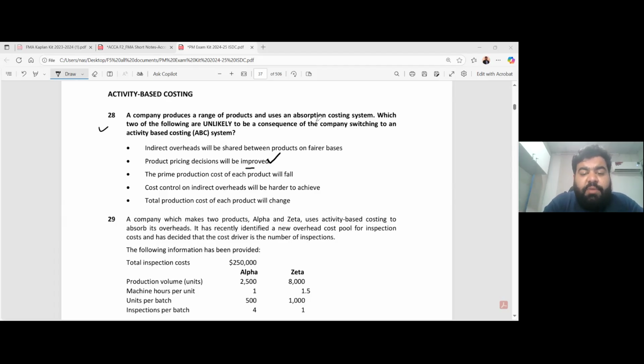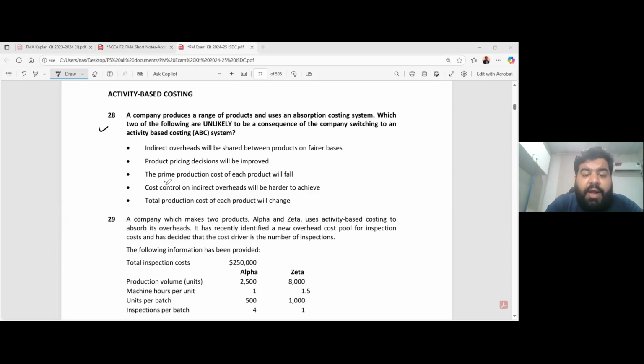Product pricing decisions will be improved. This is the consequence. Obviously, when the production overhead is calculated correctly, cost per unit will be correct, and if cost per unit is correct, pricing will be correct, because the correct cost per unit plus profit will give you the correct selling price. So this is the consequence. We have to tell which of the following is not the consequence.